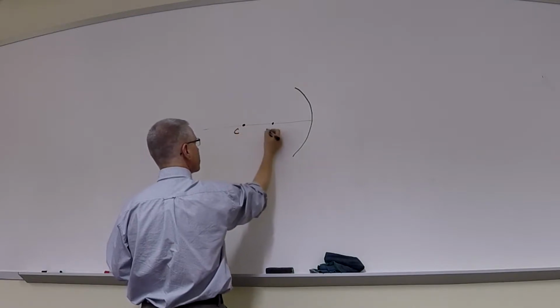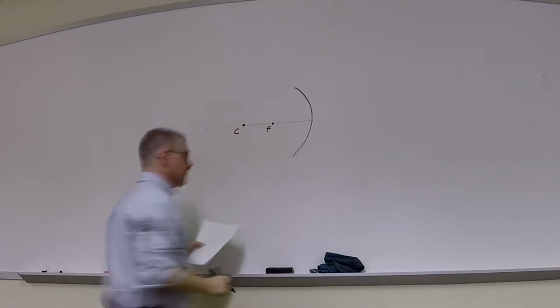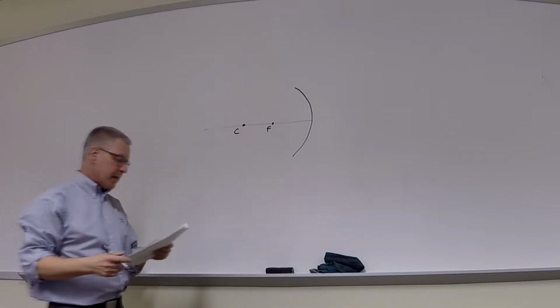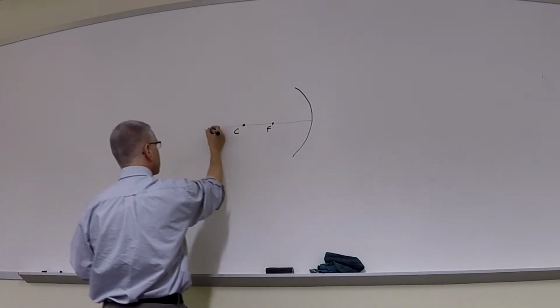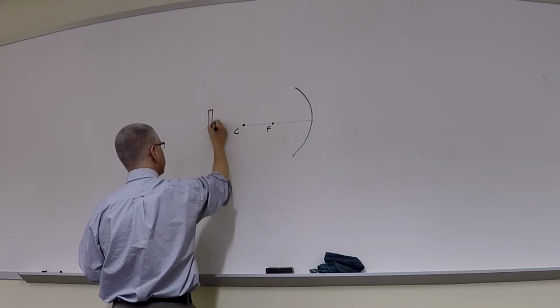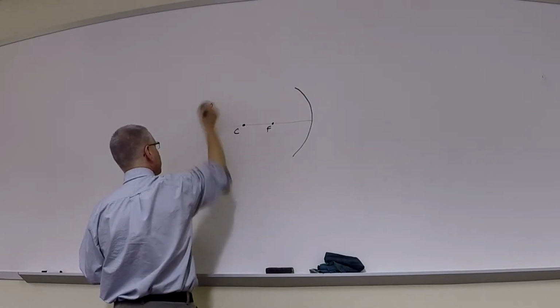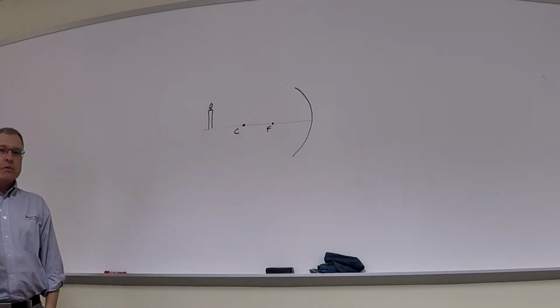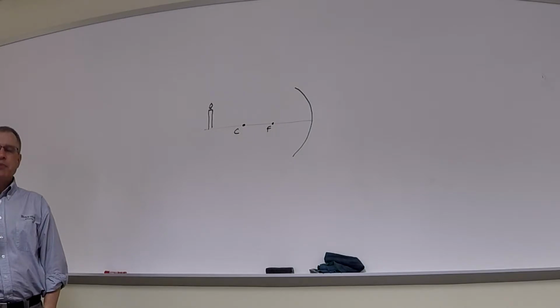Here's a center of curvature, here's a focal point. And let's stick an object somewhere. What I'm going to do is make a little candle. I'll stick it here, with a little flame on the top. So we'll use that as our object. What we're going to try and do is figure out, if I stick that object there, what's my image going to look like and where is my image?